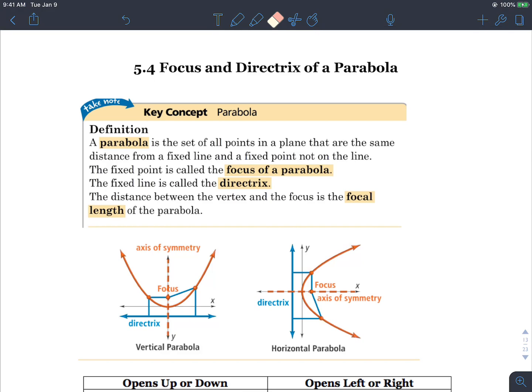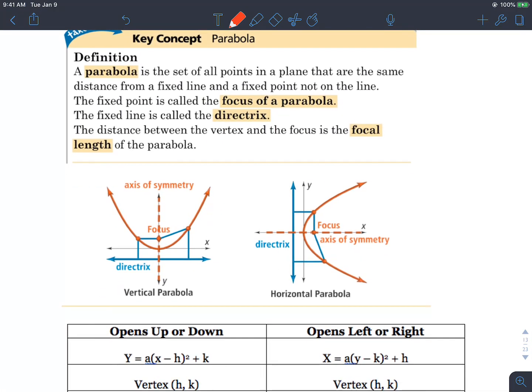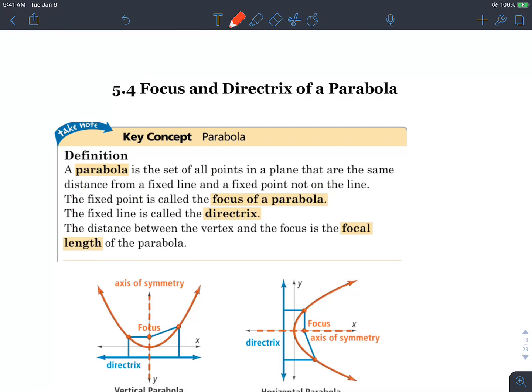All right, we got 5-4 today. We're going to be talking about how to graph parabolas in a different way, and we're also going to be graphing sideways parabolas here. So let's talk here about a parabola.